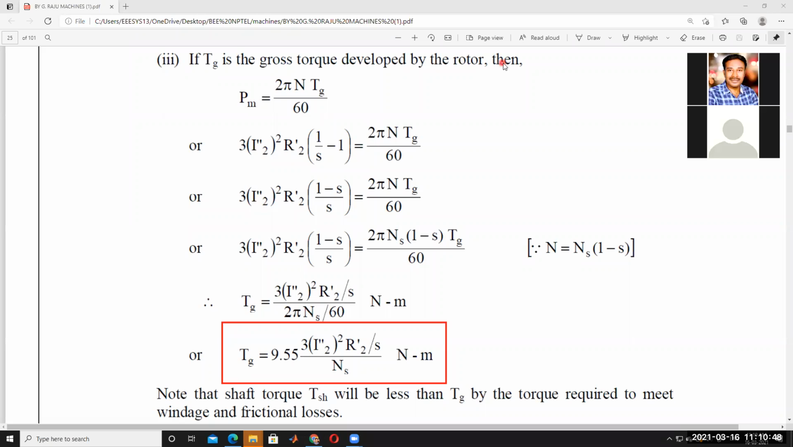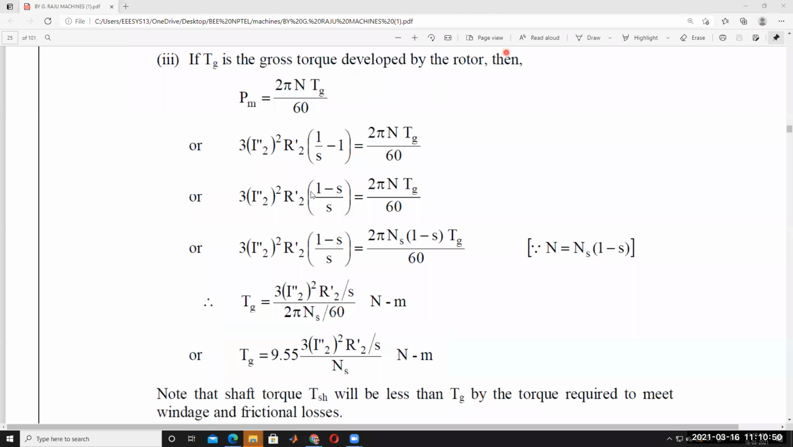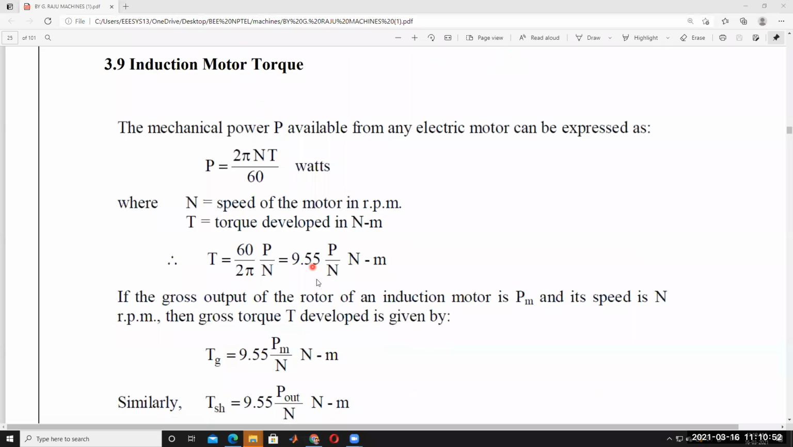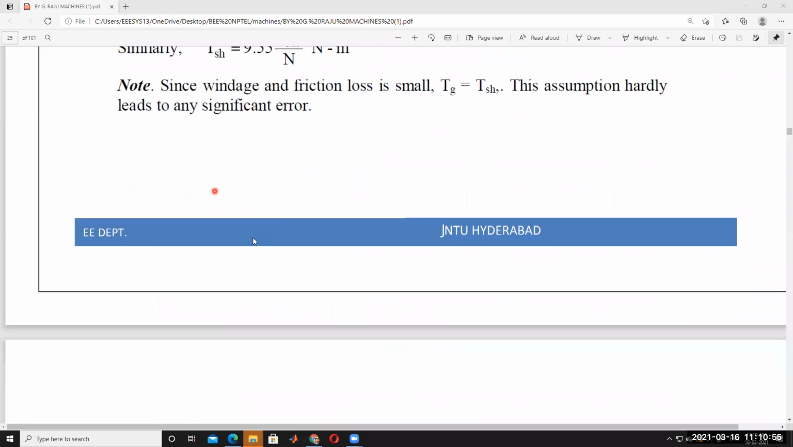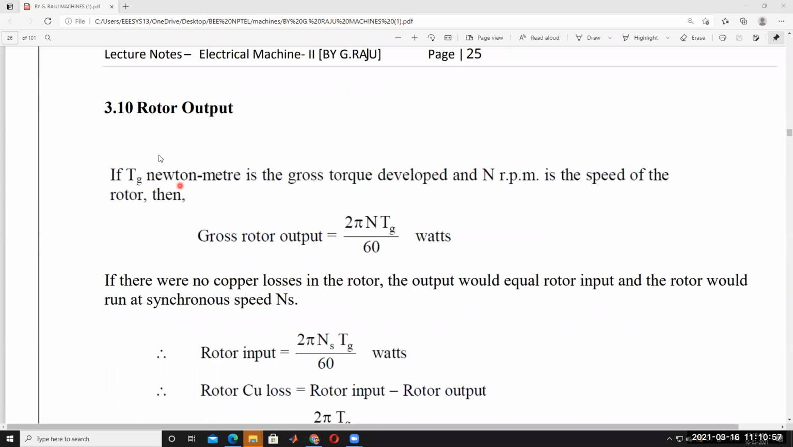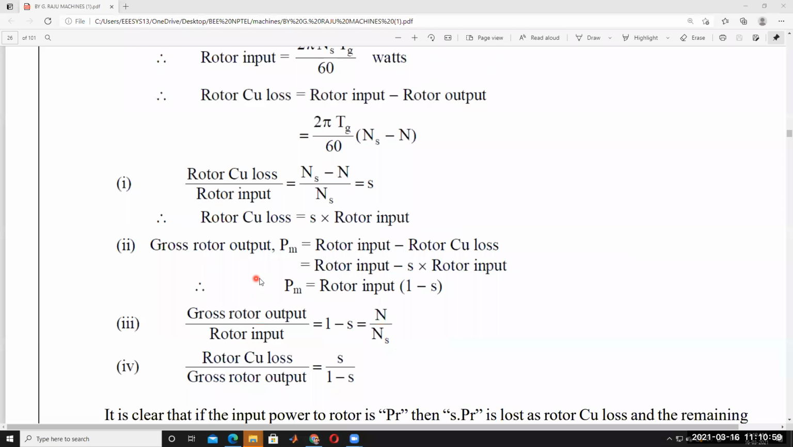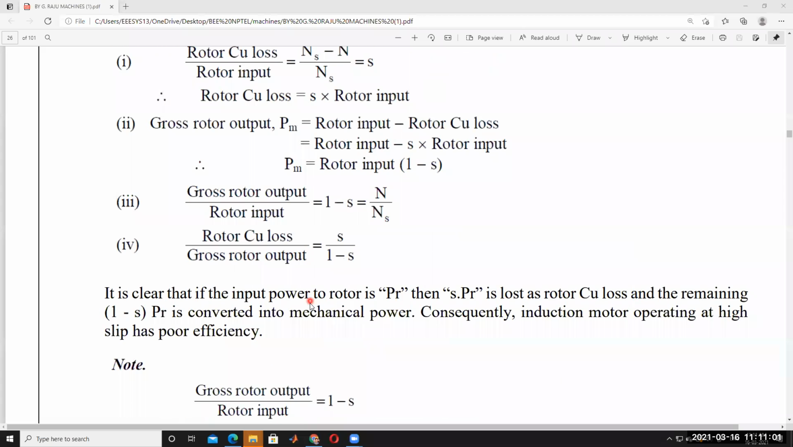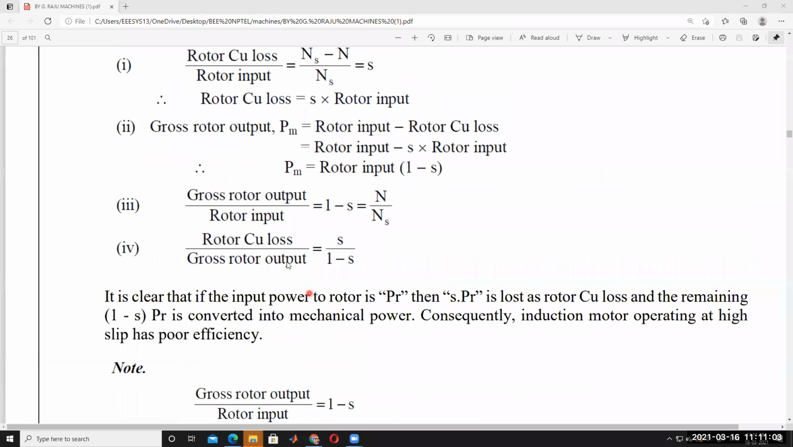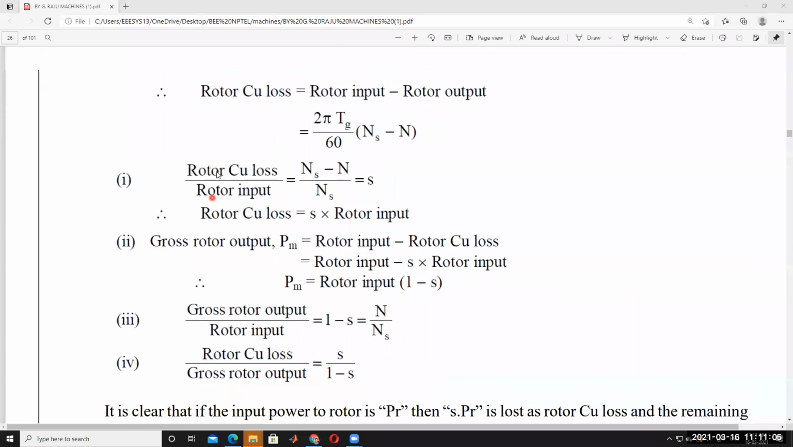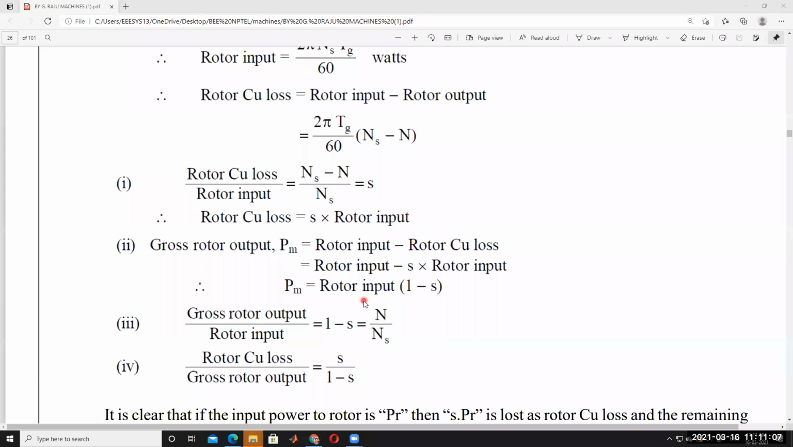And then, next, induction motor torque. All of you go through this PDF, you can easily understand the remaining concepts, and rotor output. Based on this, there is one relation between air gap power, rotor ohmic losses, and mechanical power developed in the 3-phase induction motor.